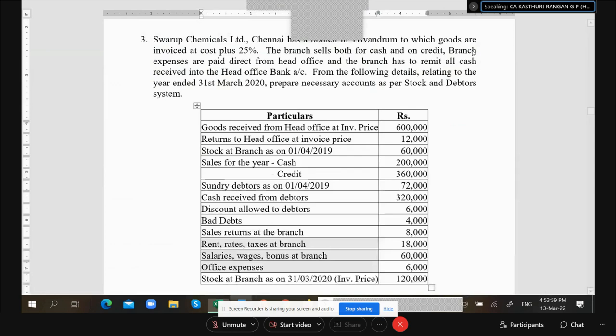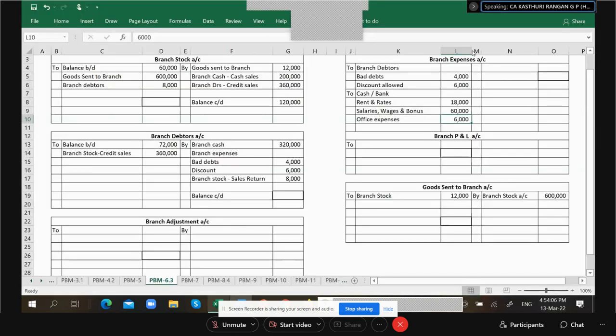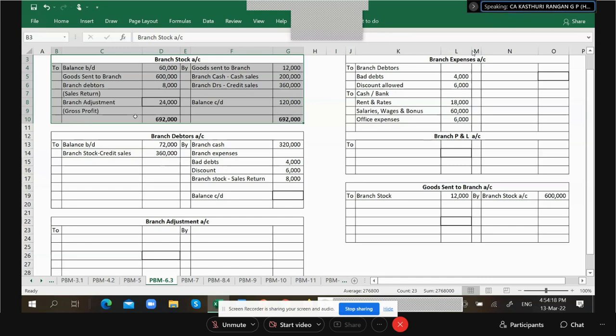Then finally, closing stock, we have recorded that. So all the information given in the problem is recorded. Now what you should do, friends? The branch stock account, as you know, is nothing but the trading account. If you balance that, you will get the gross profit, or gross loss. It should be transferred to adjustment account.